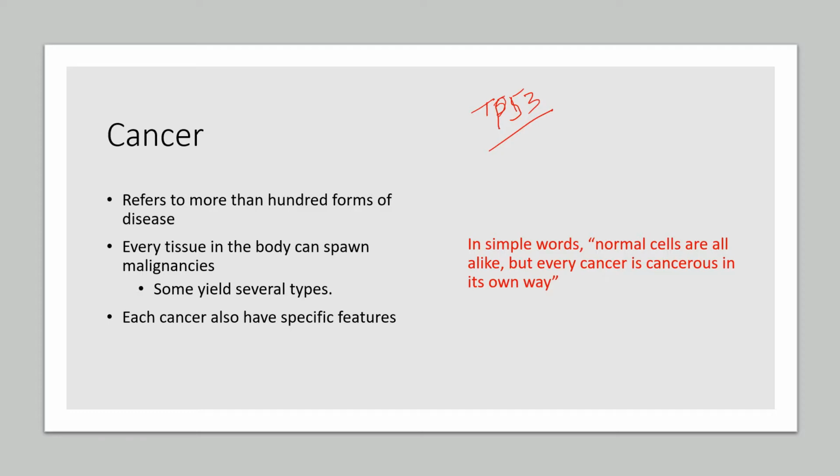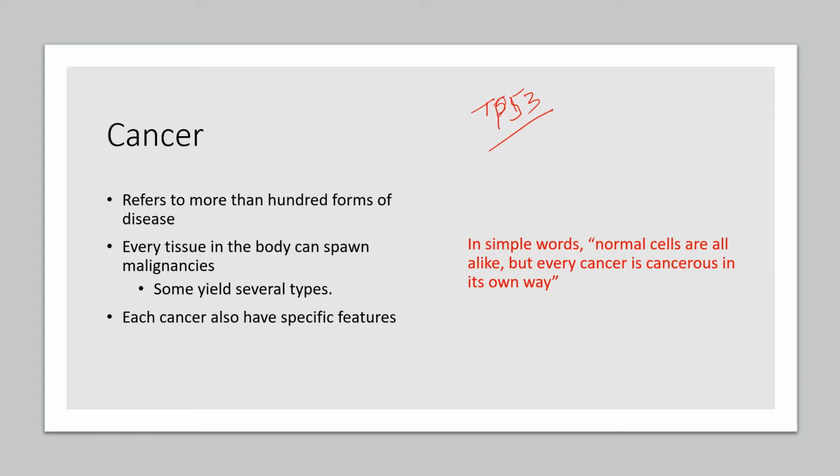The problem aggregates when we see that the features of each cancer type are different. For example, if we are talking about liver cancer, the factors associated with liver cancer will be different. When we are talking about lung cancer, there will be different factors associated with lung cancer. But again, there are some similarities as well.